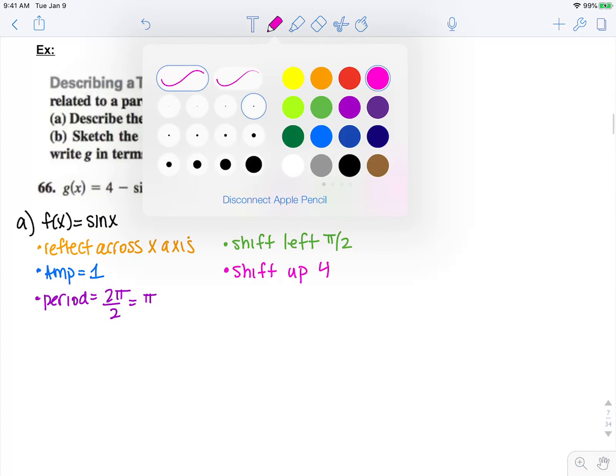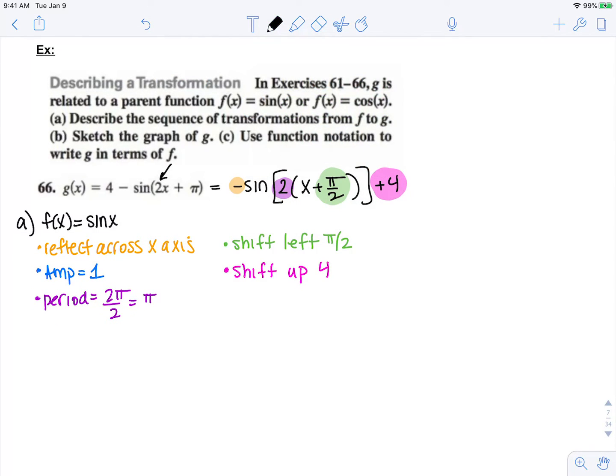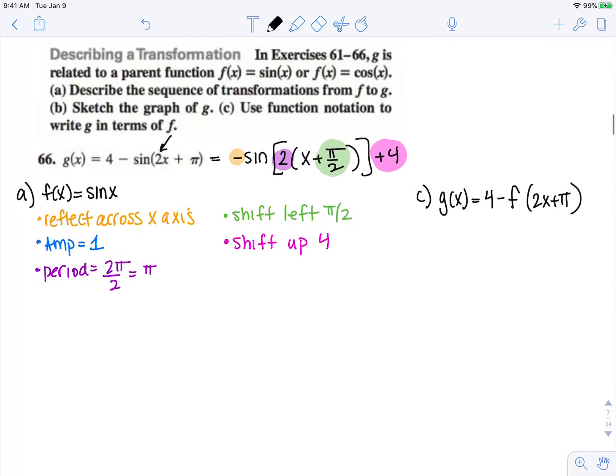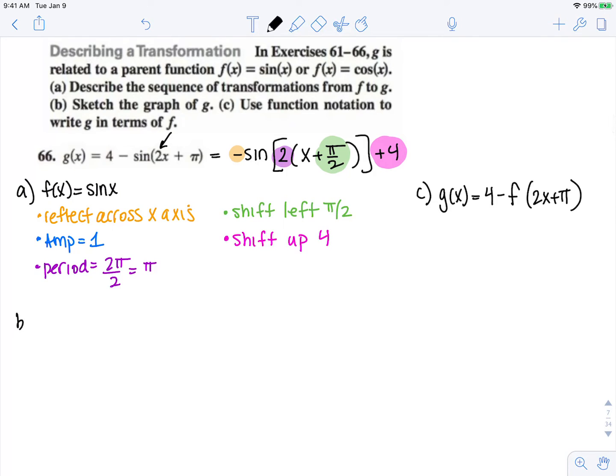I'm going to go ahead and do part C next because it's easier. They want us to write it in function notation. So g of x equals 4 minus f of 2x plus pi. That should feel like a review. Now I'm going to go to part B, which is telling us to sketch the graph.